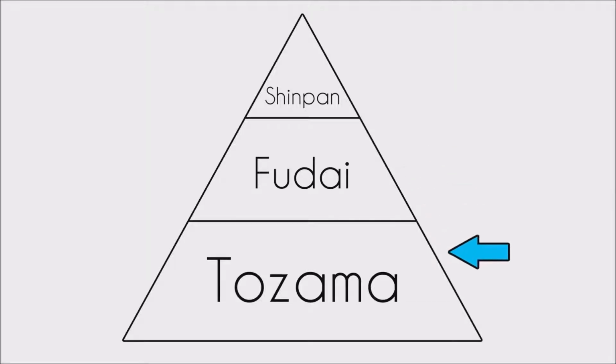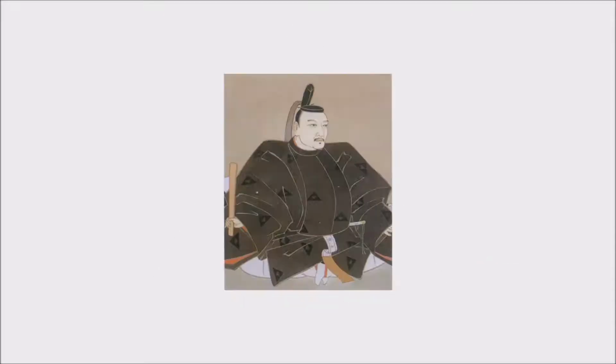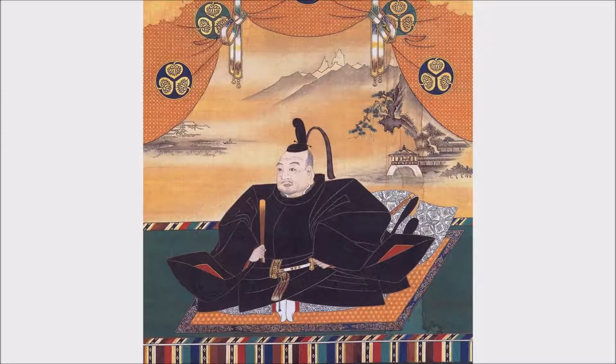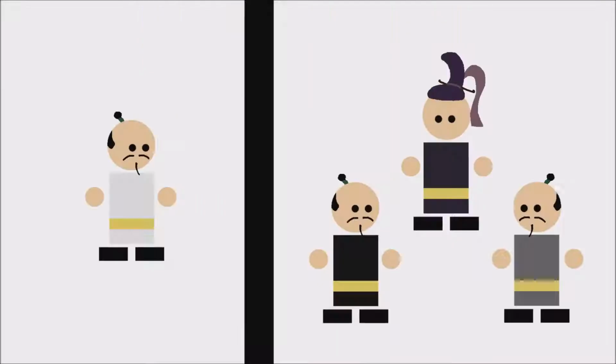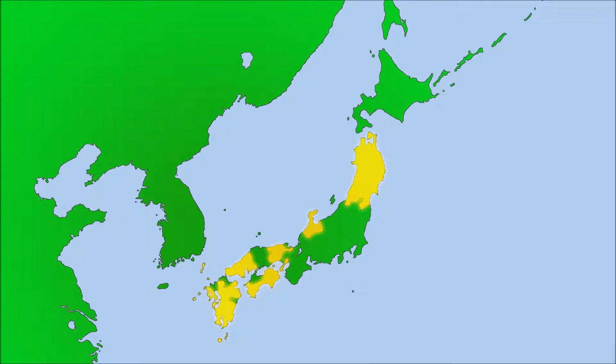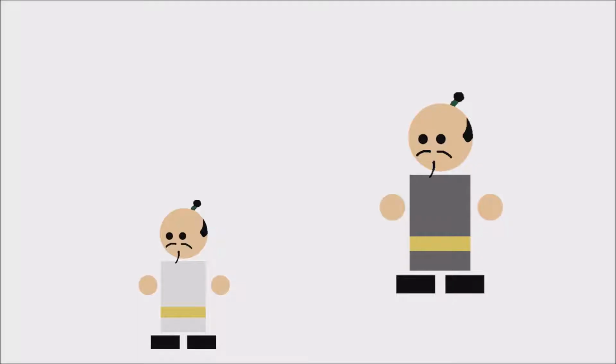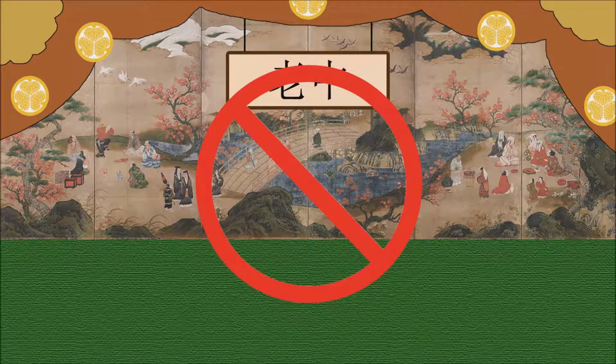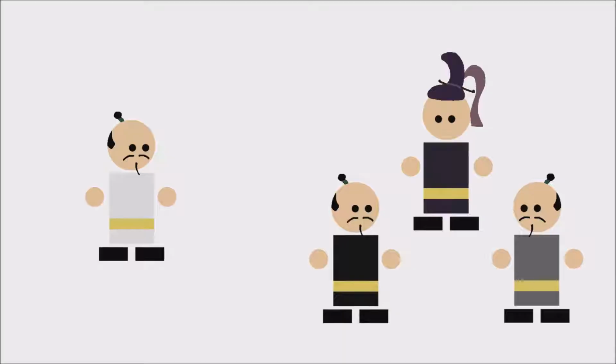Lastly, we have the tozama daimyo, who owned the largest domains but had the least political power. The tozama daimyo were descended from warlords who had surrendered to Tokugawa Ieyasu during his wars of unification. The tozama daimyo were thus considered outsiders and were not trusted by the shogunate. The tozama had to rule domains far from the capital because they were considered dangerous, and they were often kept on watch by the fudai. The tozama were not appointed to high positions in government. In the end, though, the tozama would be the ones to overthrow the shogunate.